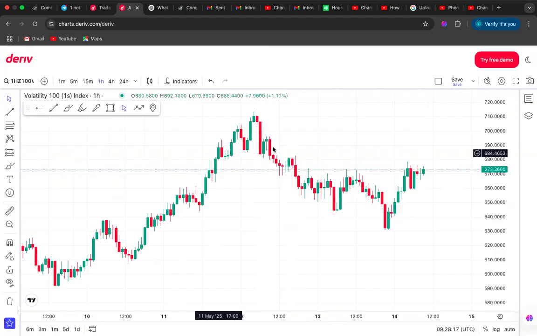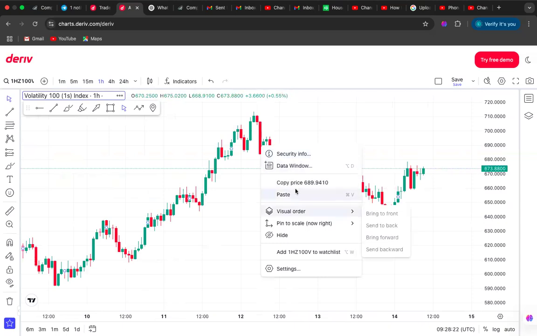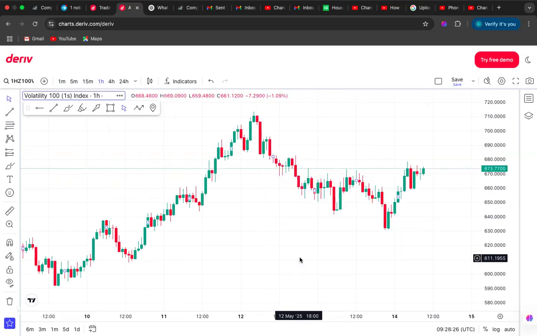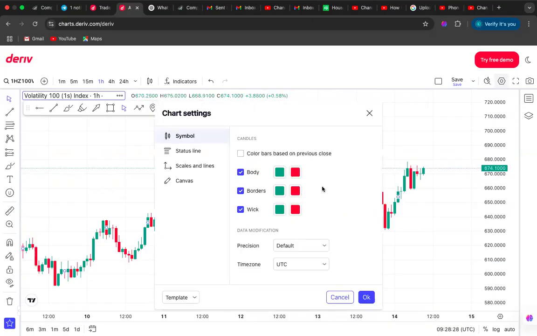I can actually edit this to change it to whatever color I want. I could go to my settings right here and edit the colors. I could literally edit the colors, as you can see, to choose whatever colors I want.